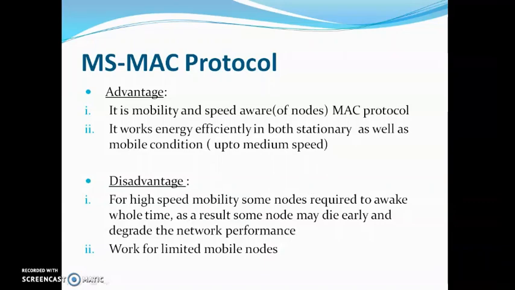Now these are a few advantages and disadvantages of MS-MAC protocol. The first advantage of MS-MAC protocol is that it is a mobility and speed aware MAC protocol. And the second is that it works energy efficiently in both stationary as well as mobile conditions, but up to a medium speed. Now for disadvantages, first, to detect high speed mobility, some nodes are required to be awake for a whole period of time. As a result, some nodes may die early and this degrades the network performance. And the second is that it works for a limited number of mobile nodes.